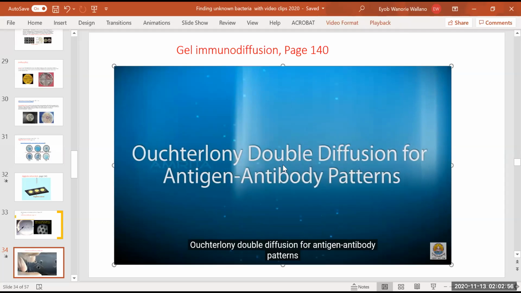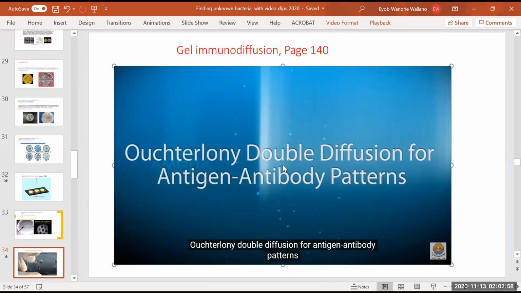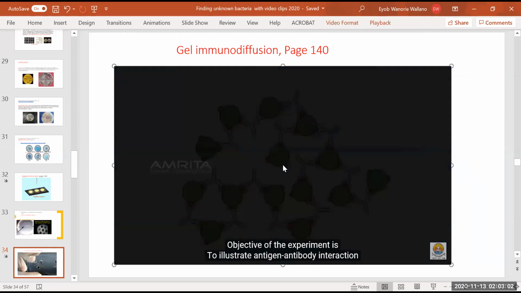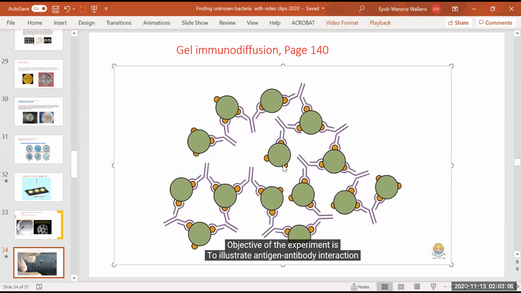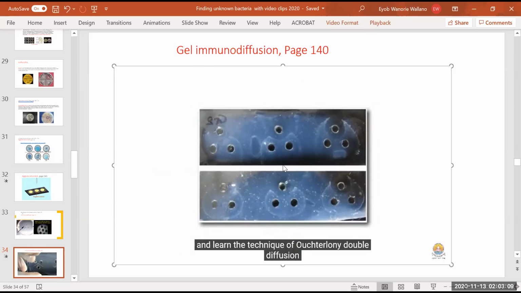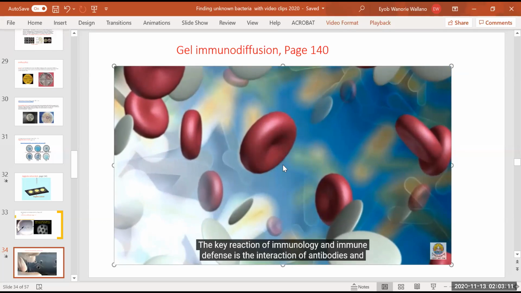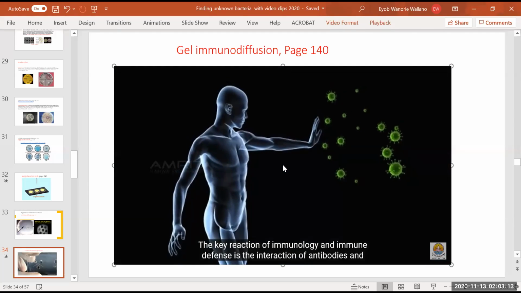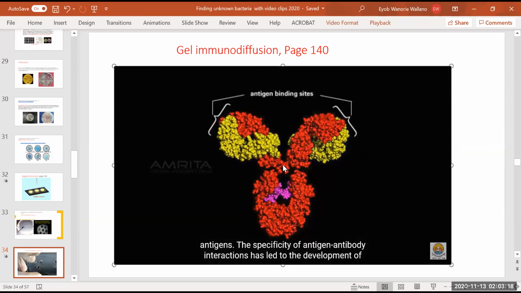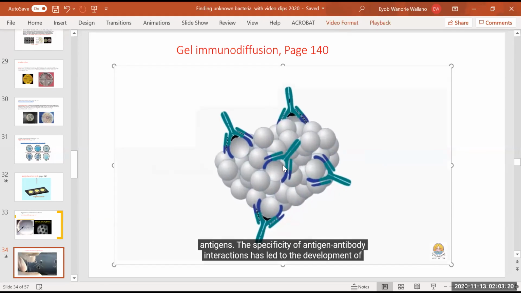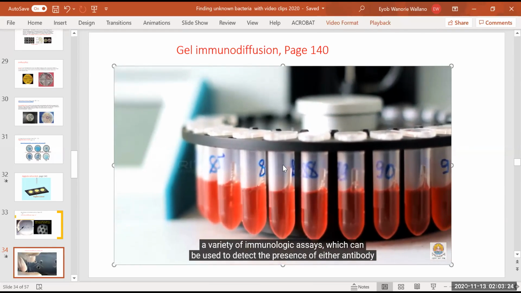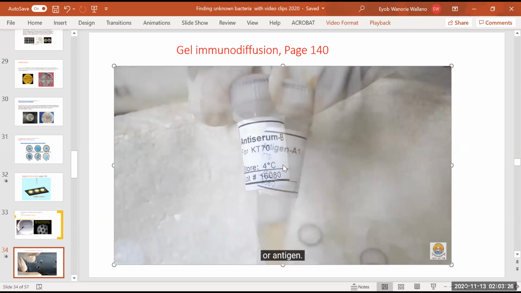Ouchterlony double diffusion for antigen-antibody patterns. Objective: to illustrate antigen-antibody interaction and learn the technique of Ouchterlony double diffusion. The key reaction of immunology and immune defense is the interaction of antibodies and antigens. The specificity of antigen-antibody interactions has led to the development of a variety of immunologic assays which can be used to detect the presence of either antibody or antigen.